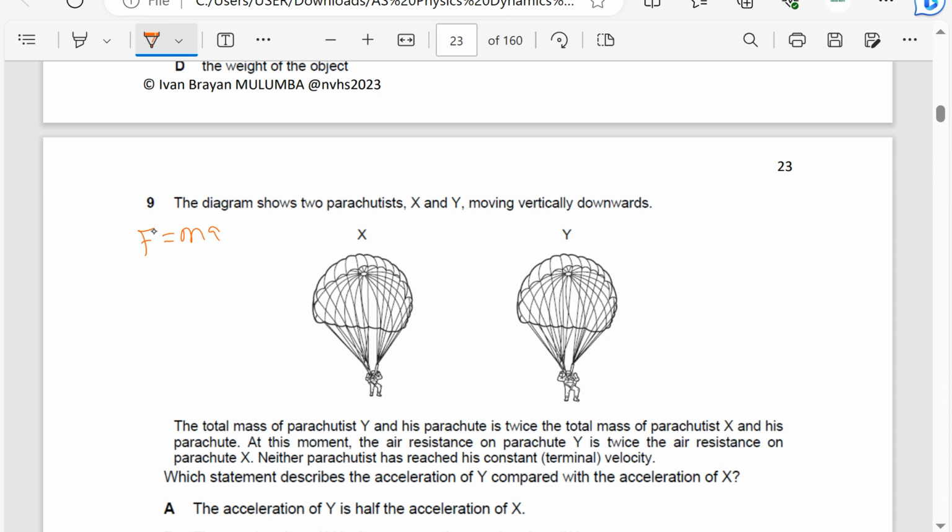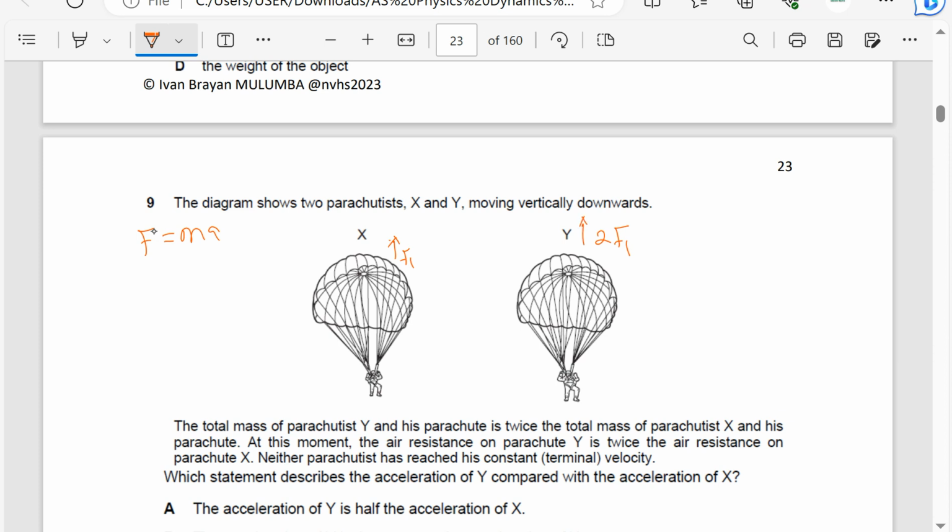So let's say the air resistance force on parachute X is F1, but they said the air resistance on parachute Y is twice the air resistance on parachute X. So if X is F1, this is going to be twice F1. The air resistance is twice F1.